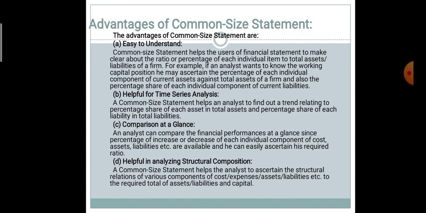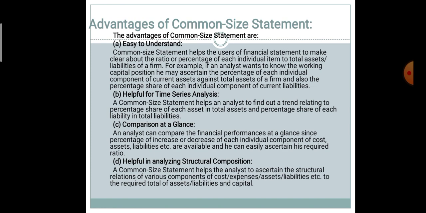Coming to the third one, comparison at a glance. Here, an analyst can compare the financial performance, that is, the percentage of increase or decrease of each individual component of cost, assets, liabilities, etc. are available, and he can easily ascertain his required ratios.